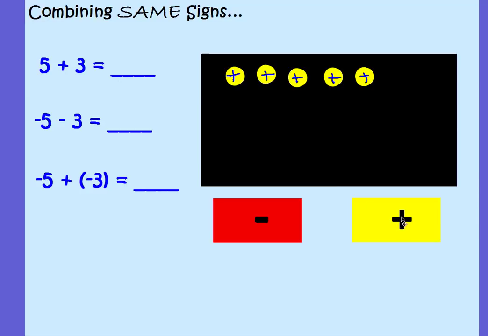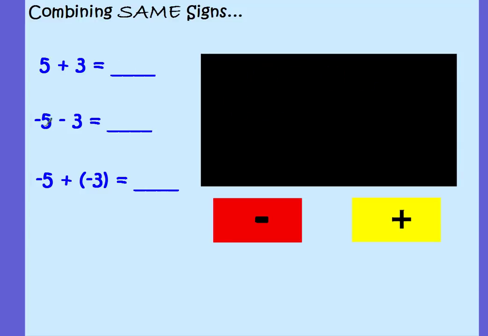And our second integer is a positive 3, so we're going to start our positive 3 on a new line. Try to keep them lined up. So you'll draw 3 circles and draw plus signs in them. Since all of our integers are positives, they have all plus signs in them, then we're just going to count them up. So 1, 2, 3, 4, 5, 6, 7, 8. 5 plus 3 equals positive 8.